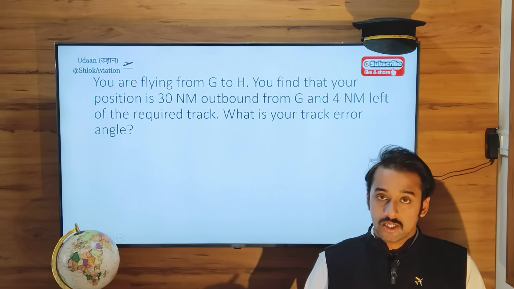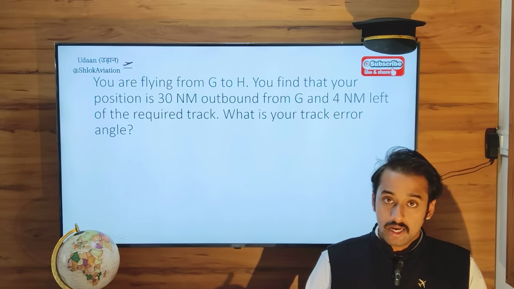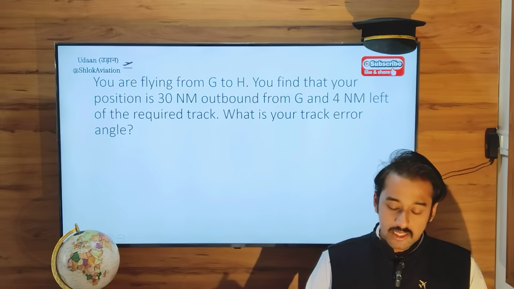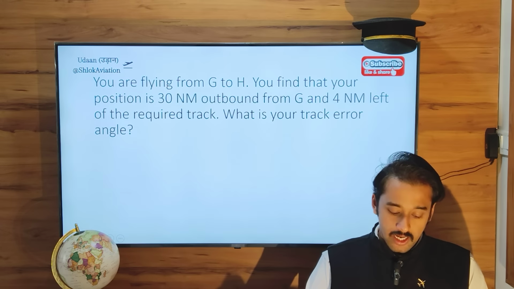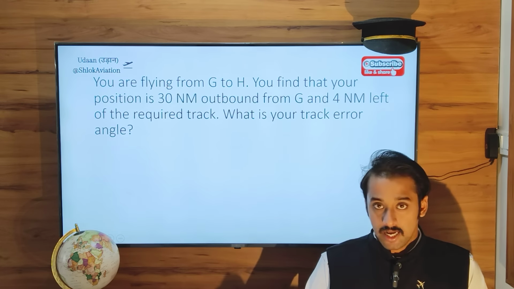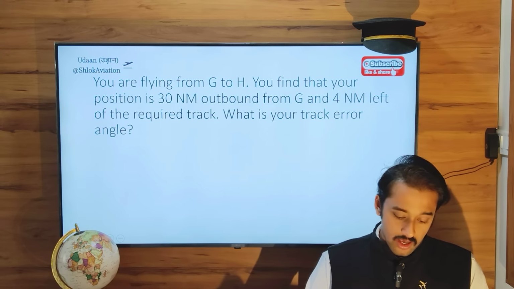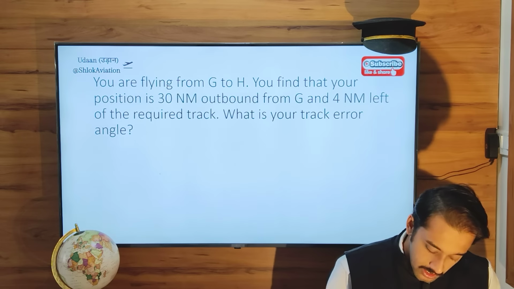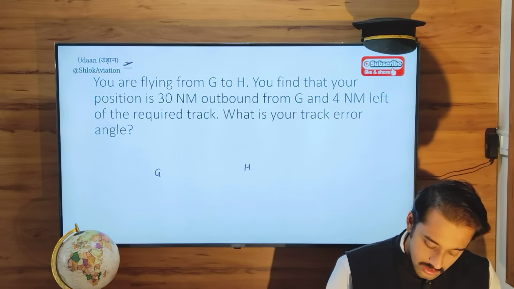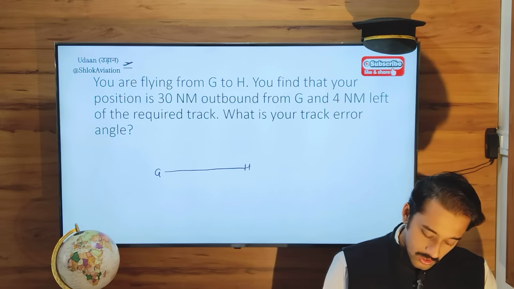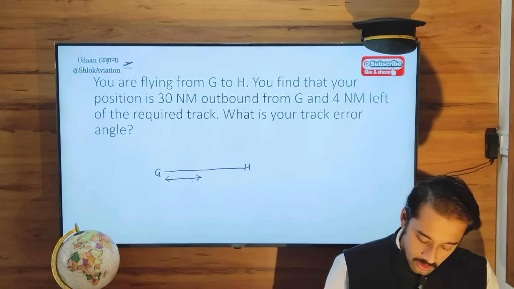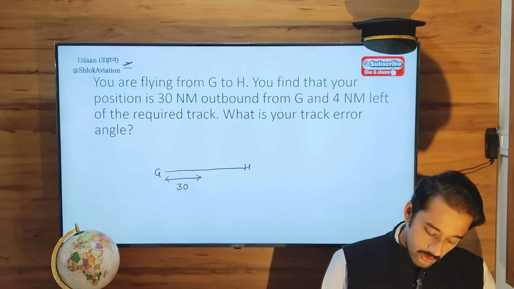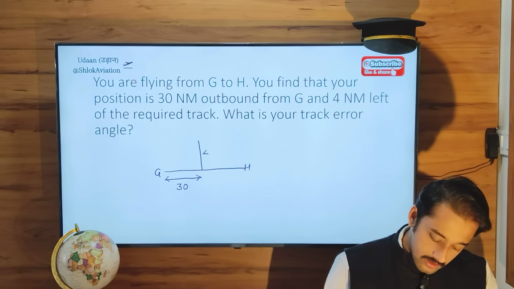Next, let's go to next question. You are flying from G to H. You find that your position is 30 nautical mile outbound from G and 4 nautical mile left of the required track, which is your planned track. What is your track error angle? Similar sum, very simple. So you are traveling from G to H. So you have traveled 30 nautical miles outbound from G and 4 nautical miles to the left of it.